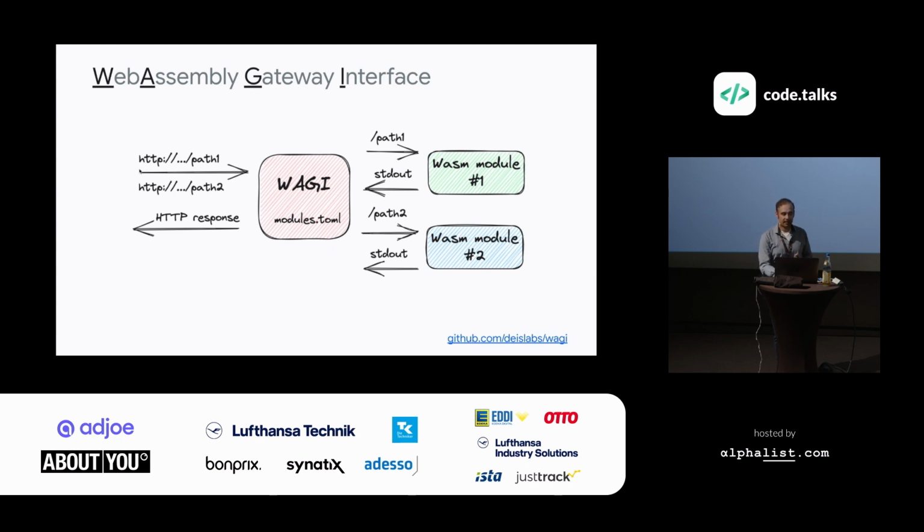The way it works is that first you define a modules.toml file. In this file, you specify which path goes to which module. If path 1 comes along, this path goes to this Wasm module. If path 2 comes along, this path goes to this module. And these modules interface with the outside world using standard out. They just write things out, and then WAGI converts that into HTTP responses. If you're old enough to remember CGIs, that's the same model, but for WebAssembly. That way, you can run Wasm modules as HTTP handlers.